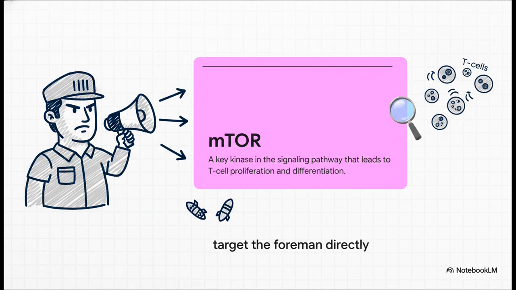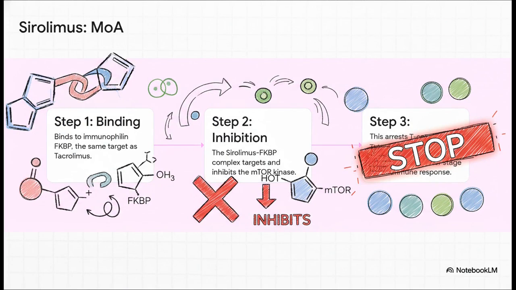Imagine your T cells are workers in a factory. mTOR is the factory manager, the guy who shouts, "Okay, everyone, start multiplying. Go attack that new organ." What these drugs do is, well, they don't bother fighting all the individual workers. They go straight for the manager's office and shut him down. Very clever, no? So let's look at how it actually works, taking sirolimus as our example.